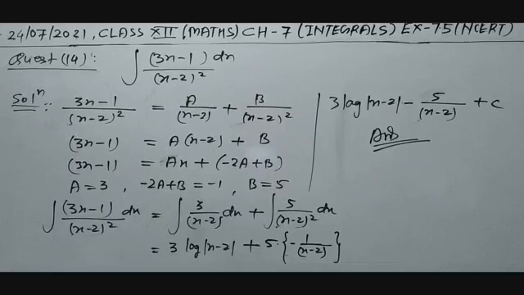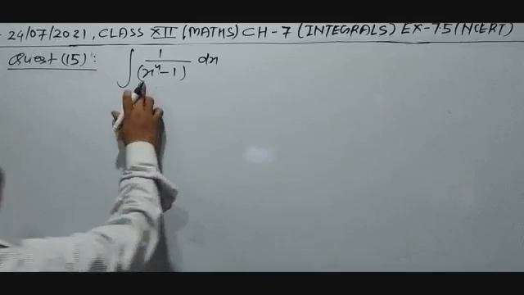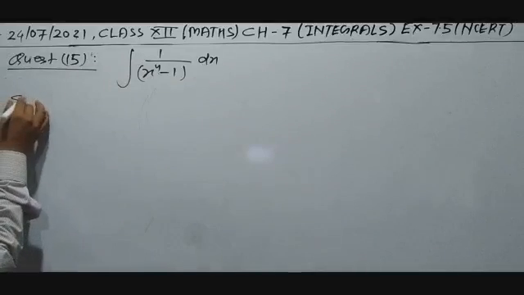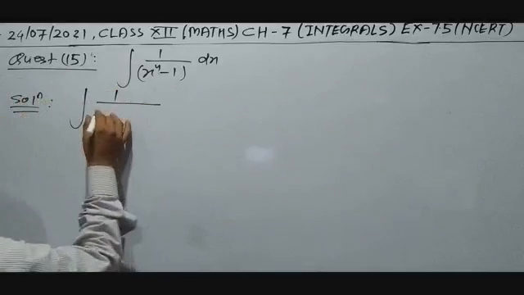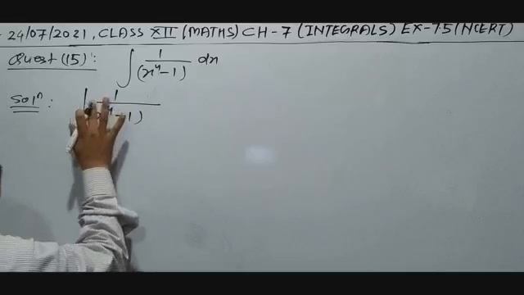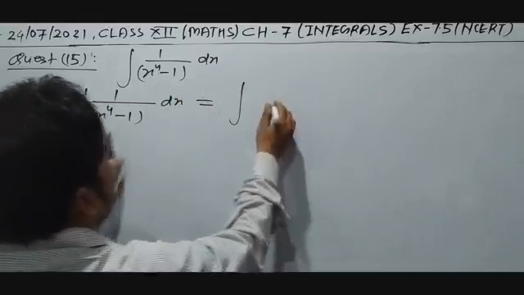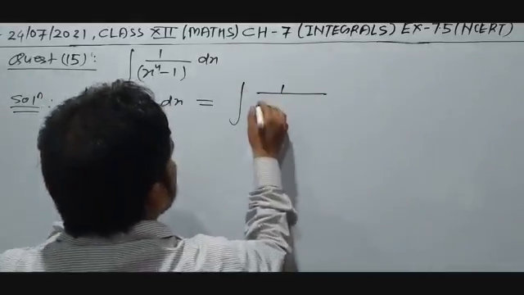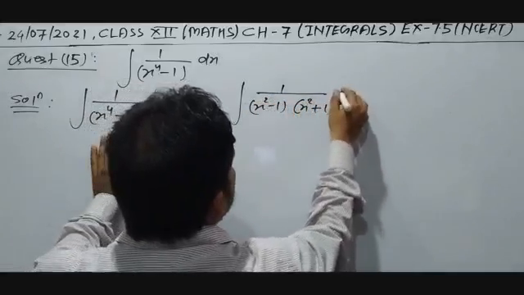Now come to question number 15. Question number 15 is integration of 1 upon x to the power 4 minus 1 dx. So this one we can write as integration of 1 upon x to the power 4 minus 1 dx is equal to integration of 1 upon (x square minus 1) and (x square plus 1) dx.